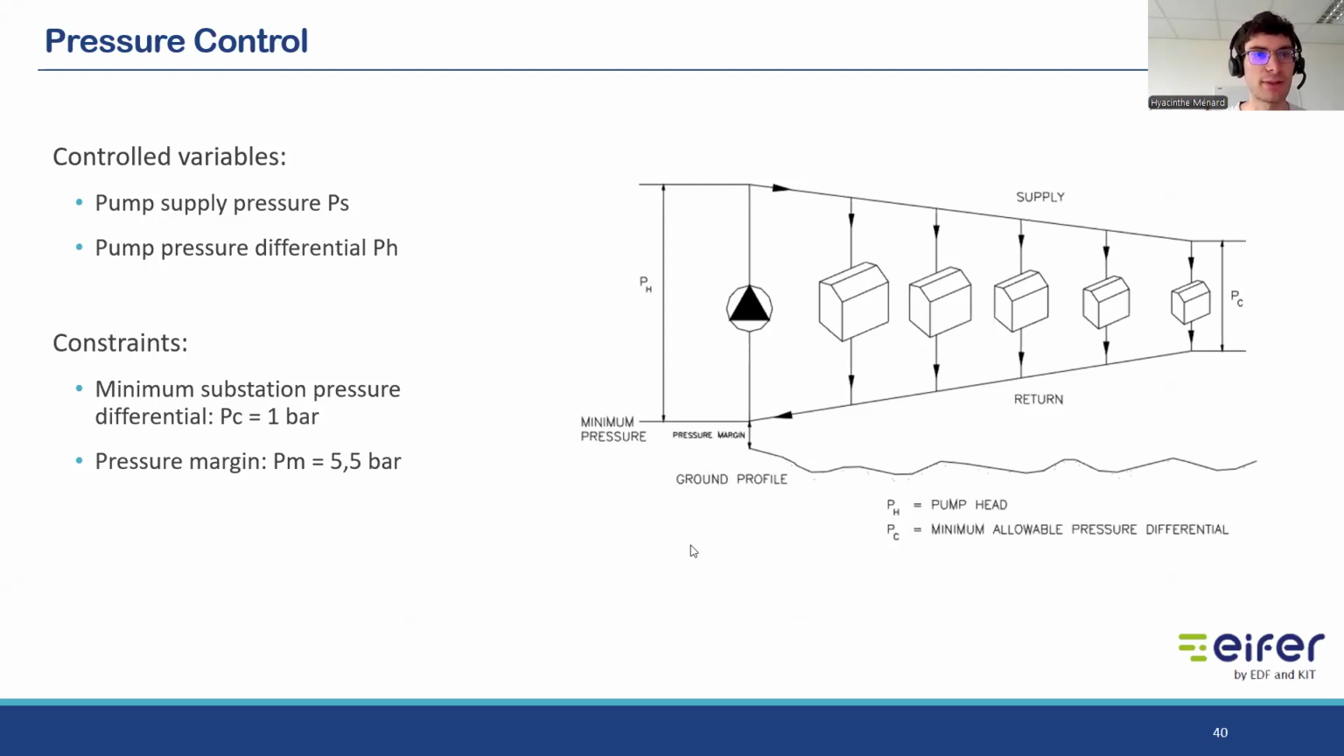And so for this, I create a controller, which in Python is pretty straightforward, by creating a new class to set up this controller in order to control the circulation pump pressure parameters, in this case the supply pressure and the pressure differential in the pump, in order to meet these constraints.